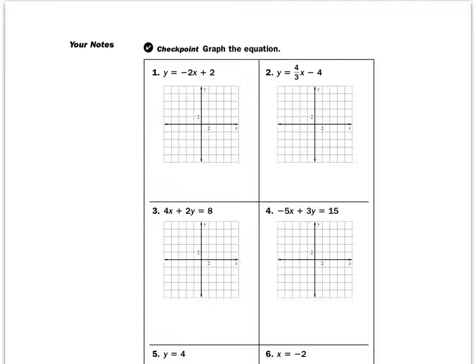Okay, go ahead and graph these lines on the checkpoint. Remember to stay on the graph. Notice that each graph has a scale of 2 on them, so be careful where you place your points.